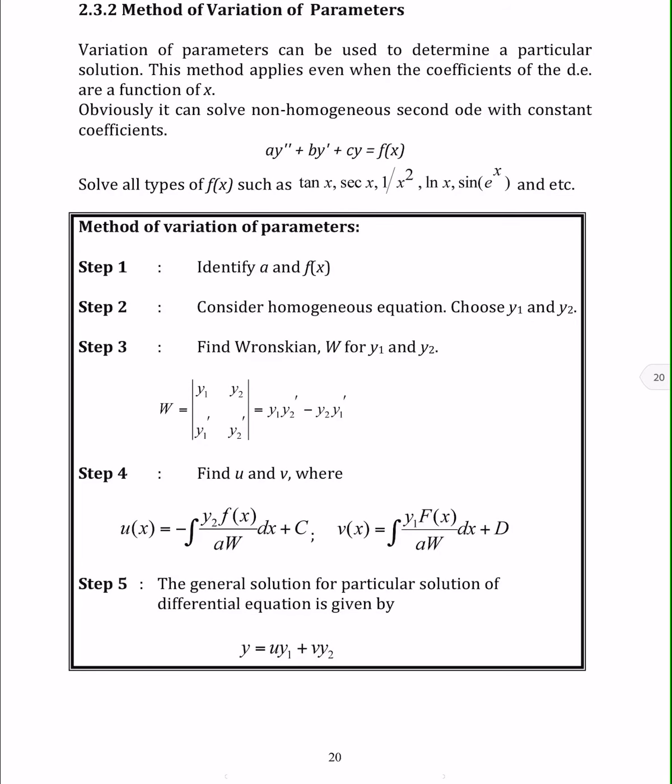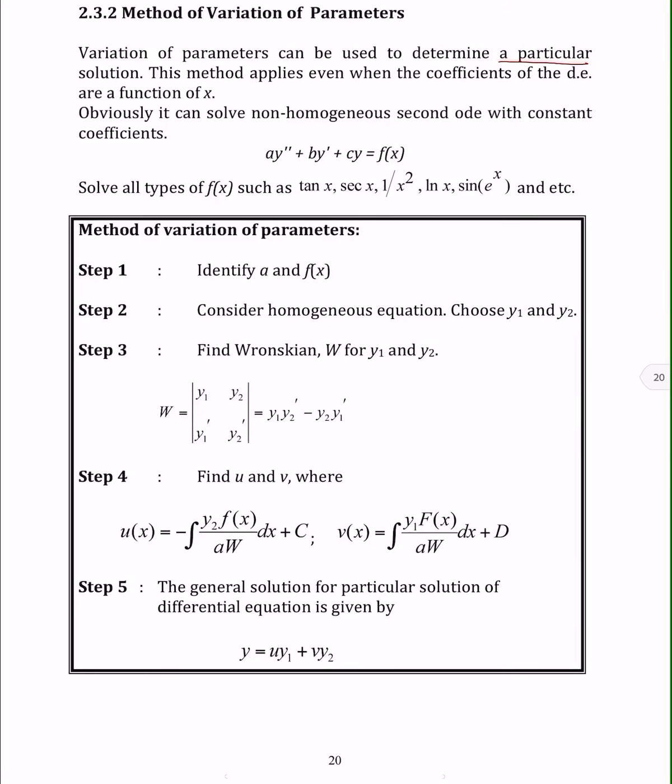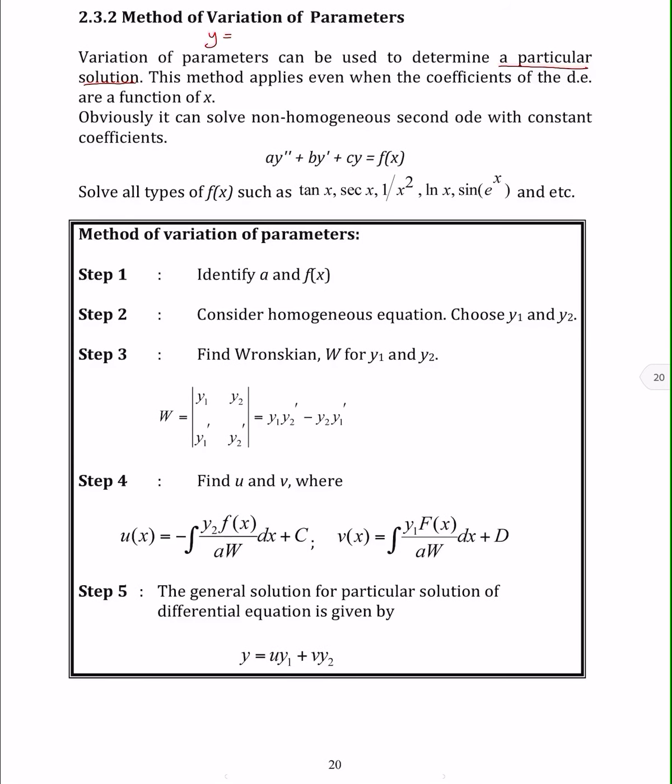So the second method for solving the non-homogeneous second order linear equation is the method of variation of parameters. As we know, this method is used to determine a particular solution. What is a particular solution? We know that y equals yh plus yp, where yh is the homogeneous solution and yp is the particular solution.